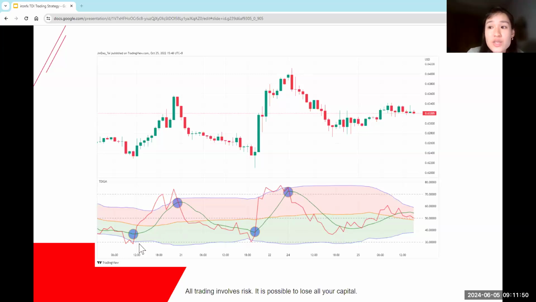And you can follow the chart as well. Whenever you see the red or the green line cross over each other, you can see the change in the trend in the chart as well.